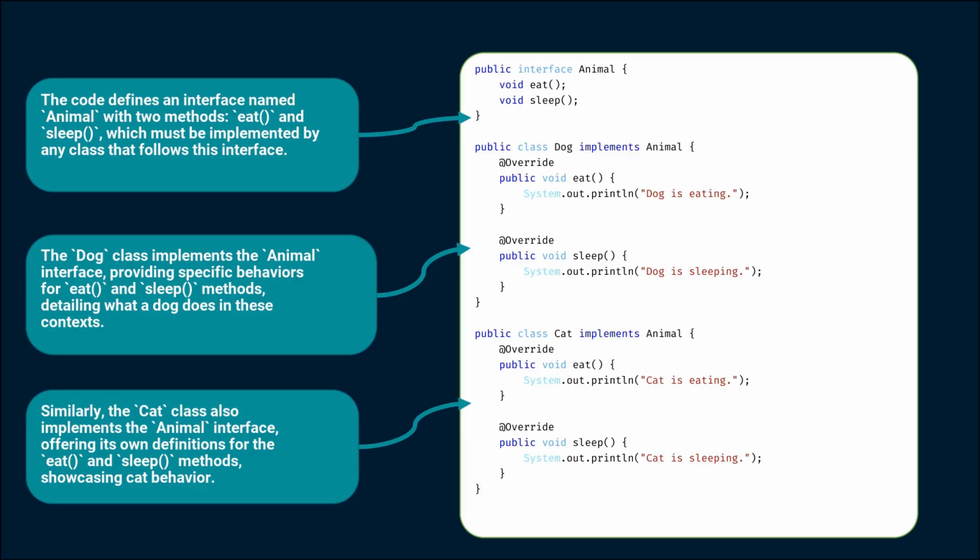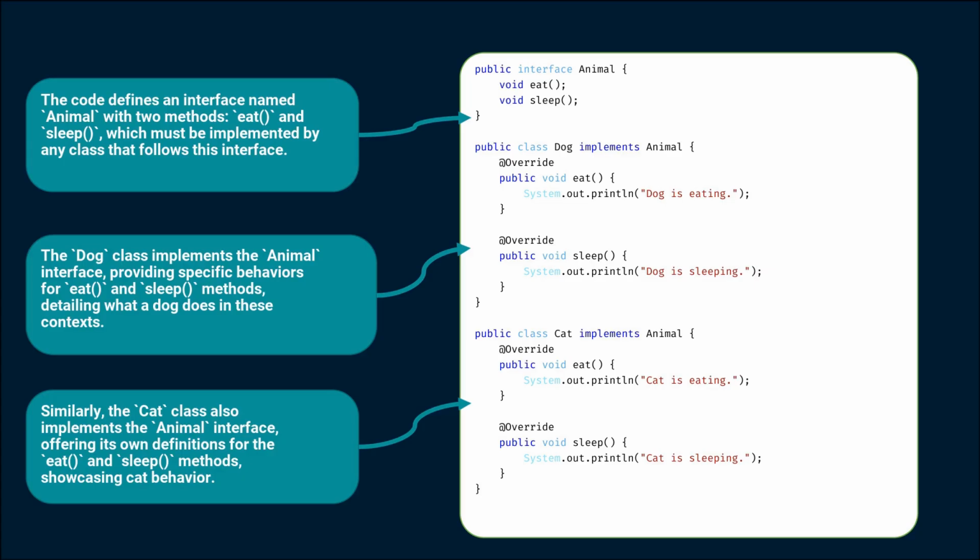Next, we will see the classes dog and cat that implement the animal interface. Each class overrides the methods eat and sleep, providing unique behaviors for each animal. For example, when we call the eat method on a dog object, it will output "dog is eating," while a cat will output "cat is eating."